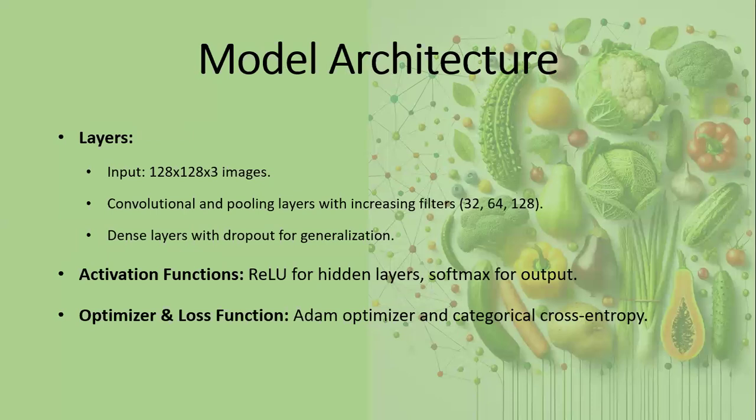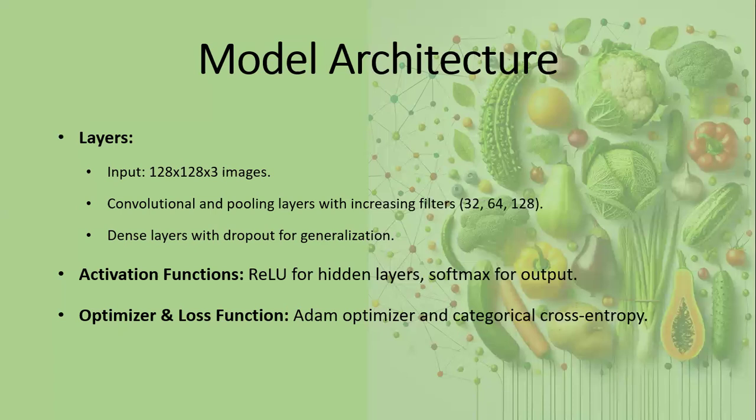When it comes to the model architecture, this CNN model is designed with a layered architecture that is both efficient and capable of extracting the necessary features for distinguishing between vegetables. The layers are the input layer, convolutional layer, pooling layer, flatten layer, dense layer, and output layer. This model accepts 128 by 128 by 3 images, with 32 filters, 3 by 3 kernel size, and ReLU activation.